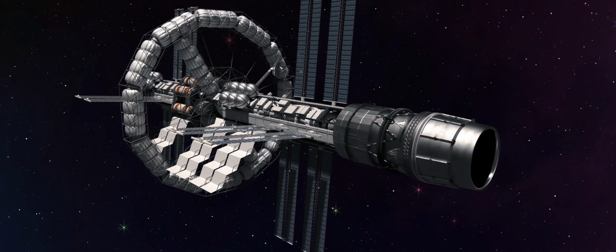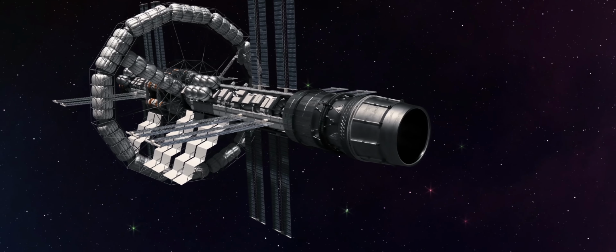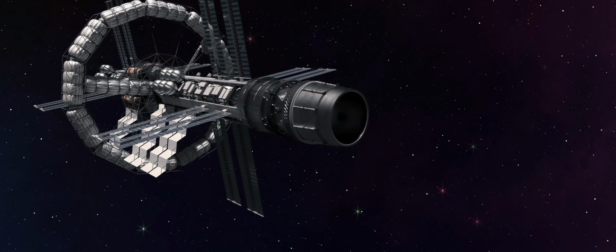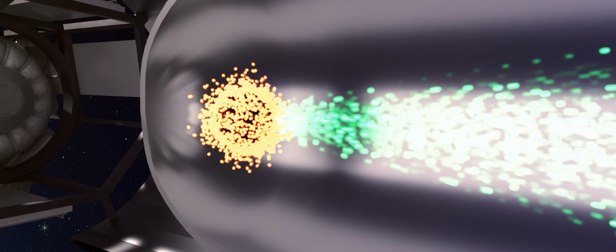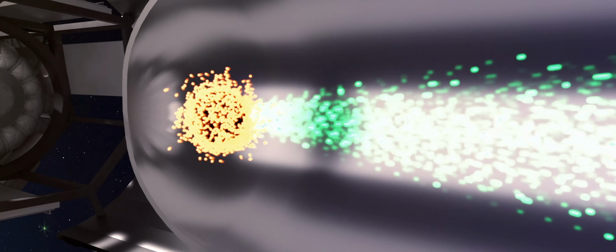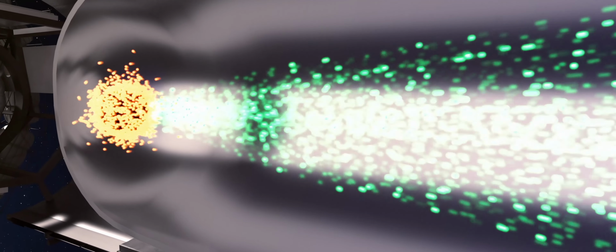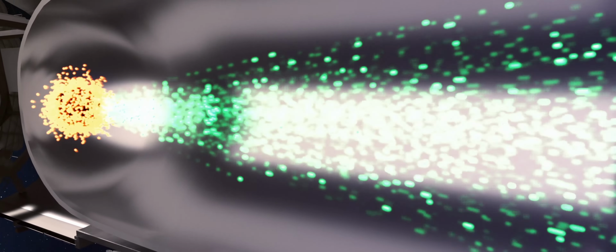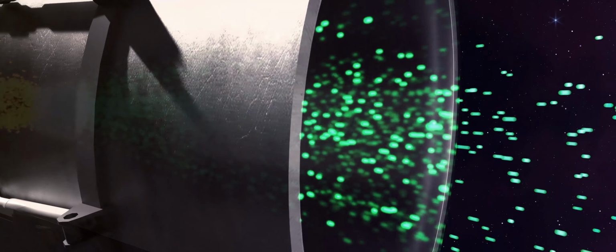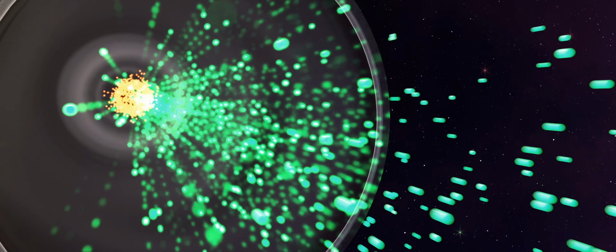But let's just say we worked it out. How would it work? Once we have created and harnessed the singularity, we could use it to utilize the Hawking radiation emitted from the black hole. The black hole would be contained in a mirrored cavity. The energy radiated from the black hole would be reflected and expelled through a nozzle, creating thrust.